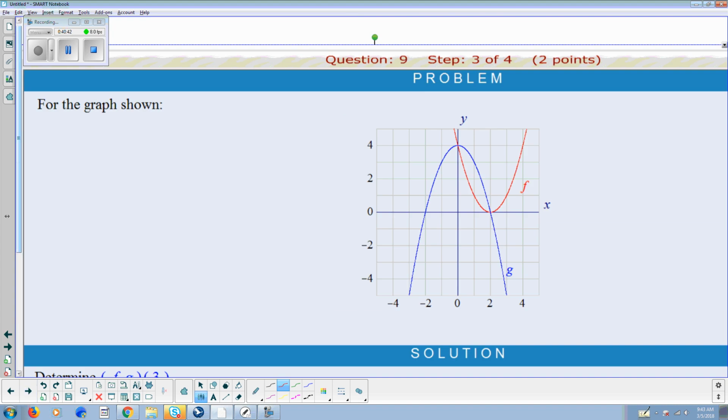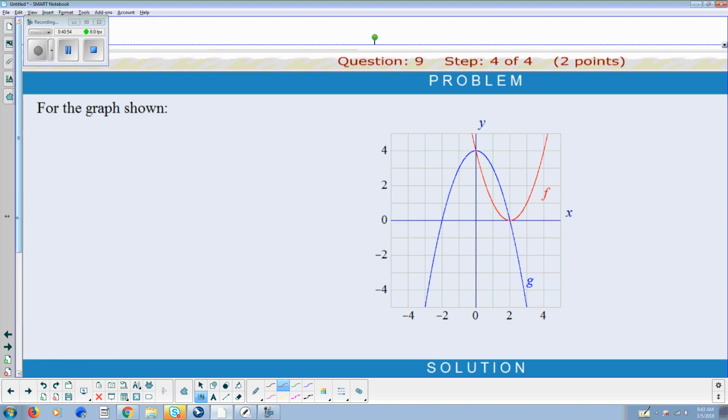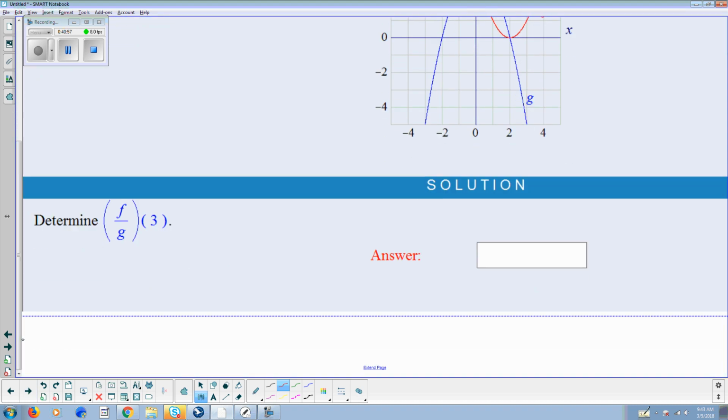Then this becomes f times g of 3, 1 times negative 5, which has an answer of negative 5. And the last one is f divided by g of 3, so that's 1 divided by negative 5, or the fraction negative 1/5. So all the work is just in determining what is f of 3, what is g of 3, and then add, subtract, multiply, divide. That's 4 parts. That's on the test. That'll be there. And I mean, that should be a give me easy points right there.